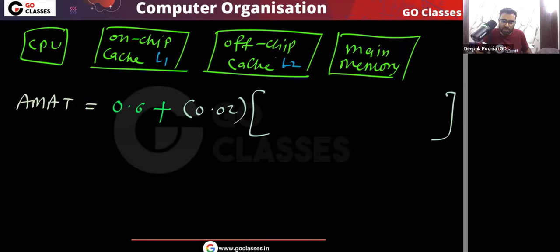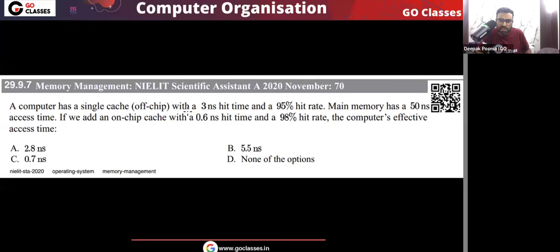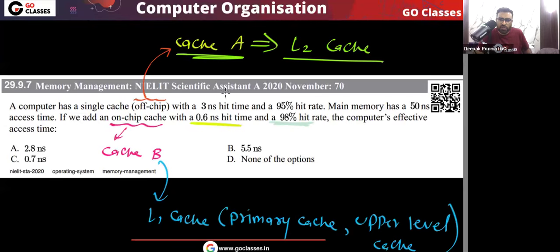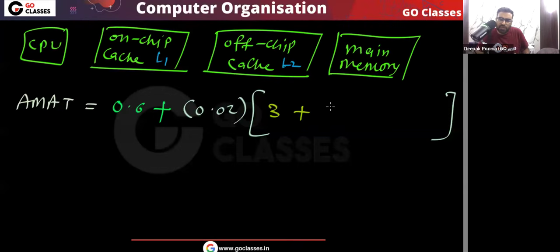That will be equal to the L2 hit time. What is the L2 hit time? That is 3 nanosecond. So 3 nanosecond plus the L2 miss rate. You can see the L2 hit rate is 95%, so the L2 miss rate will be 5%, or I can say 0.05. This is the miss rate of L2 multiplied by the L2 miss penalty.